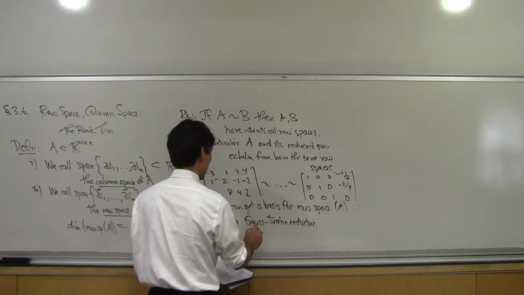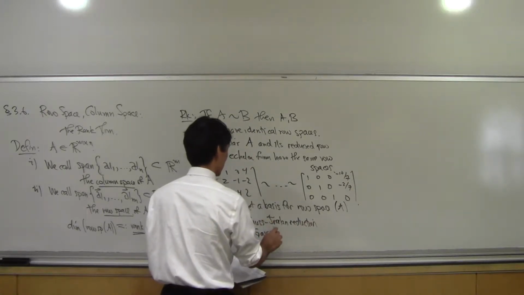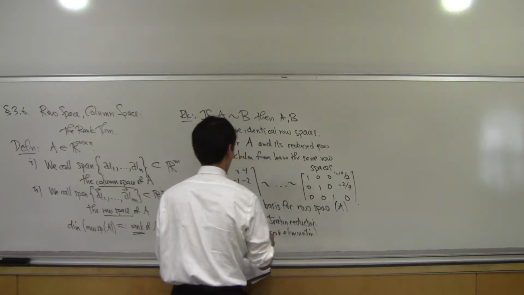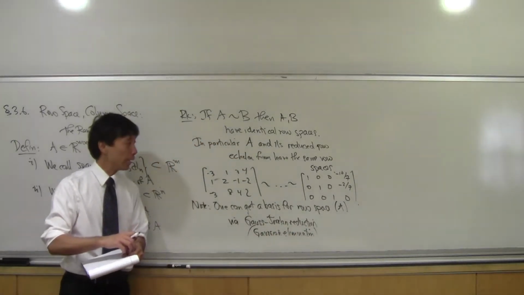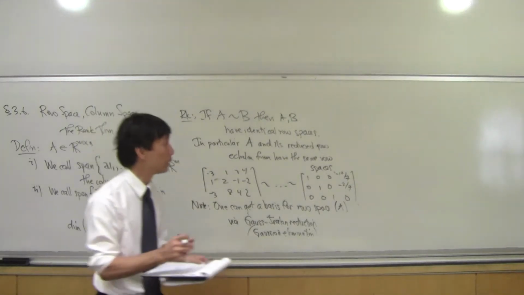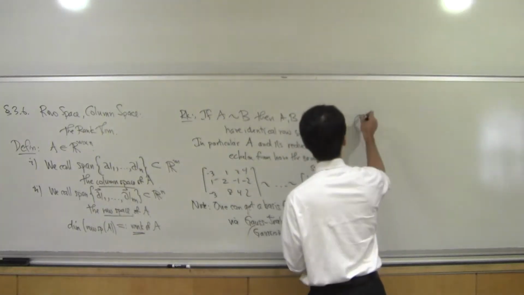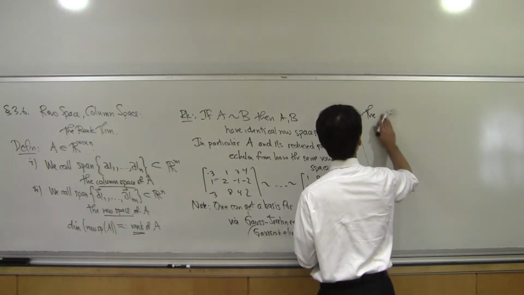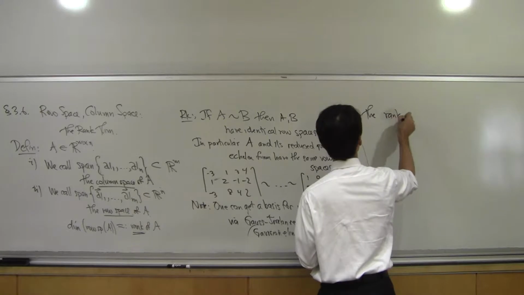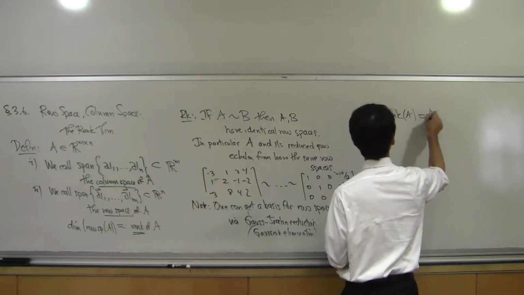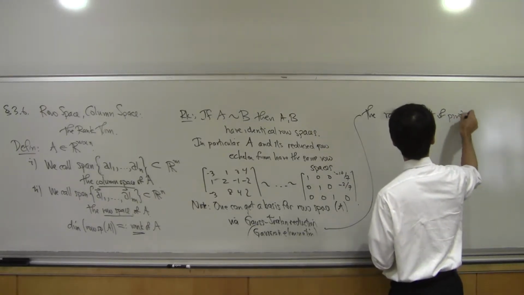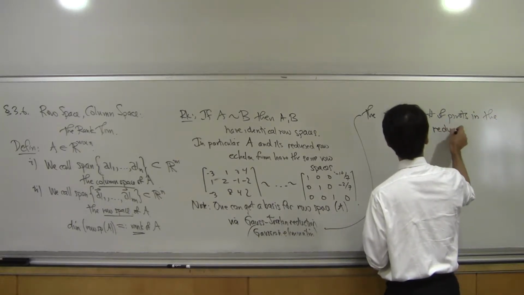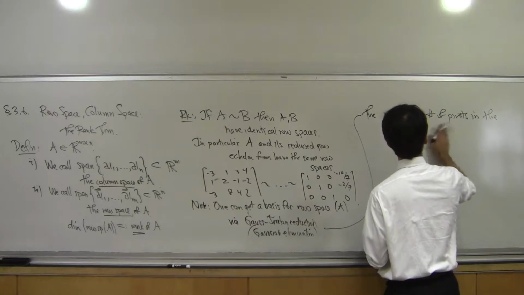Right, or Gaussian elimination, doesn't matter. Okay, whichever one. And what you see is that the dimension, the rank, right? The rank of A is going to equal the number of pivots in the reduced form, in the row echelon form.